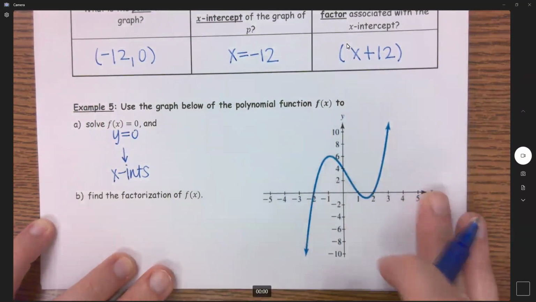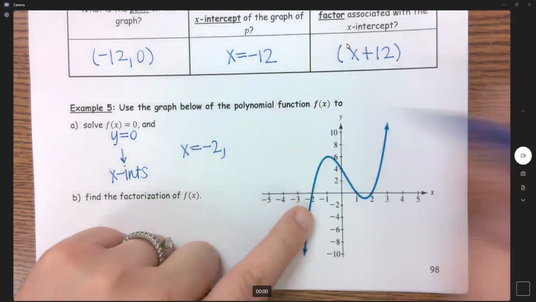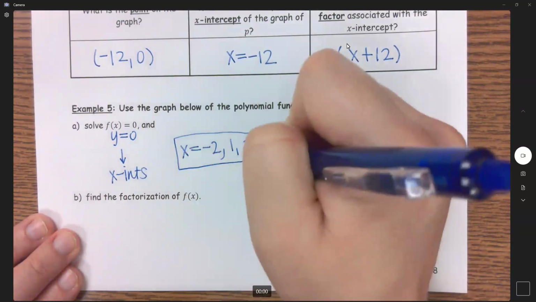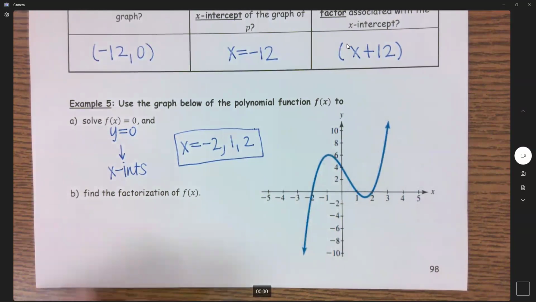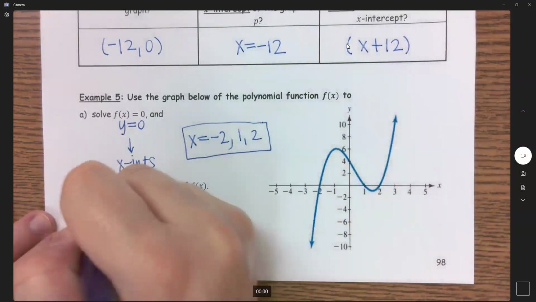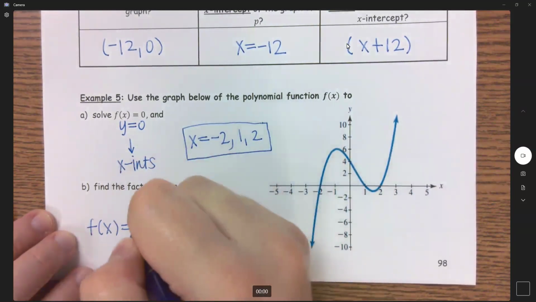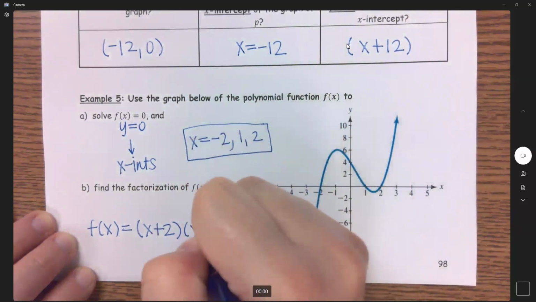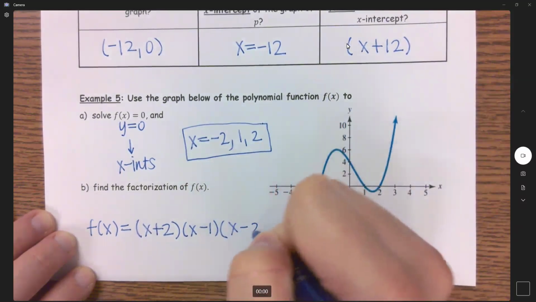So what are my x-intercepts here? Well, we have x equals negative 2, 1, and 2. So now find the factorization of f of x. So now I have what x equals. Now we need to put it into factored form. So we're going to have f of x equals, change that sign, so that will be x plus 2, change this sign, x minus 1, and change this sign, x minus 2.